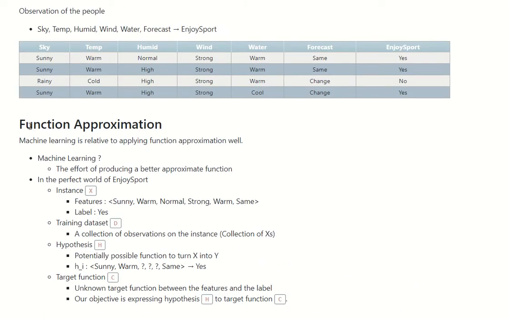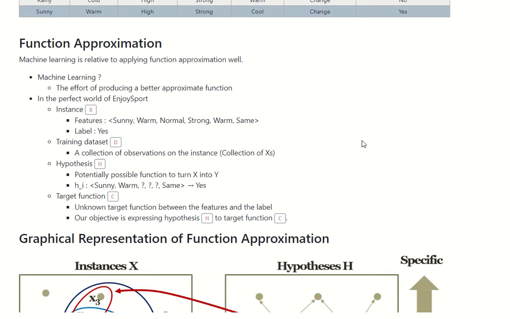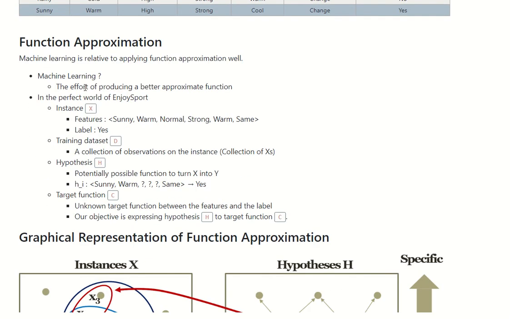In this case, what is function approximation? Machine learning is related to applying function approximation well. What is machine learning? As I mentioned, it is the effort of producing a better approximate function. Our objective is to approximate well.